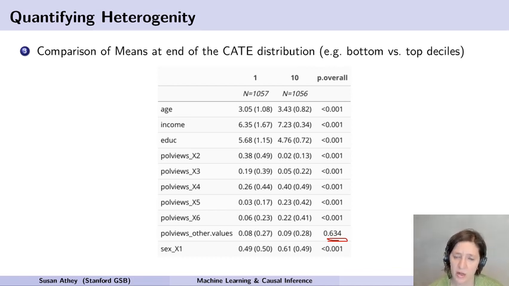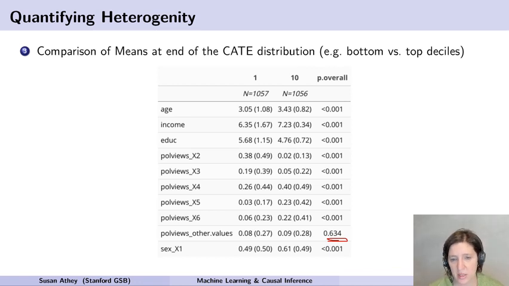So here we've done it more descriptively. We've just said, let's look at the characteristics of people in decile 10. I don't really care if you split on education or if you split on income, but I'm looking at the people that you've picked out.